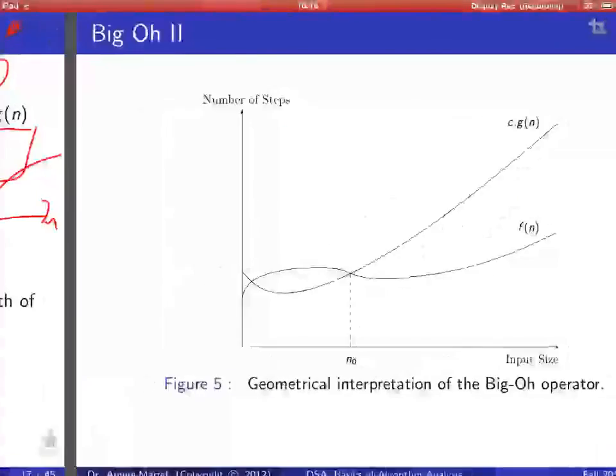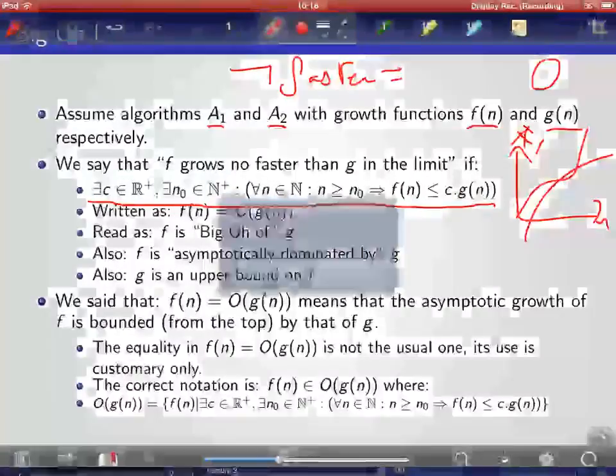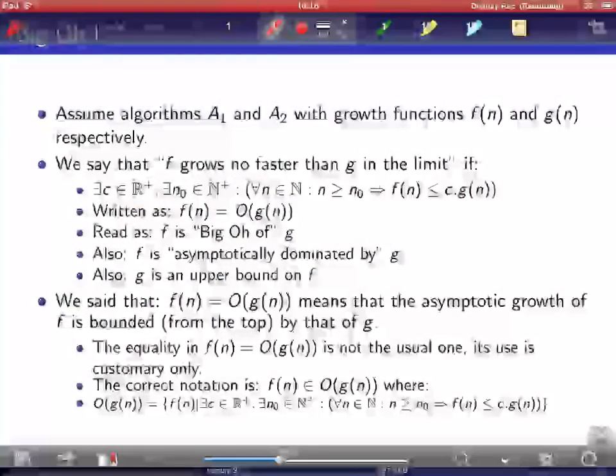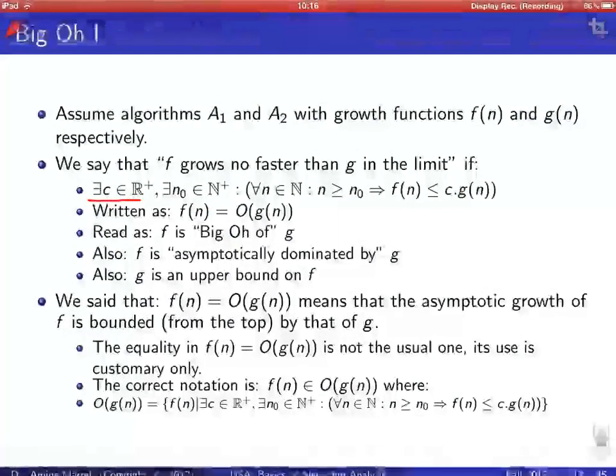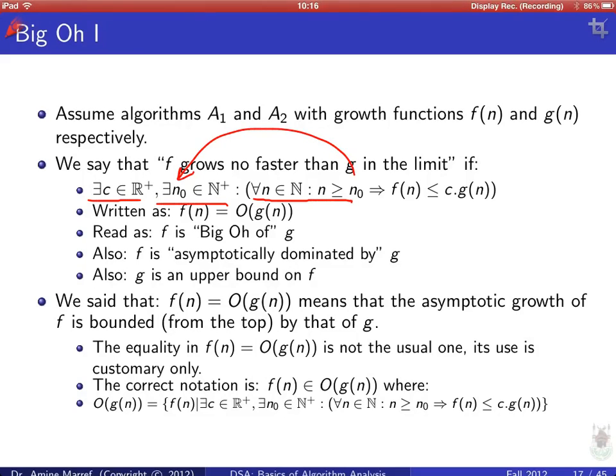So what we are saying basically is, it doesn't really matter if the functions intersect many times, we are going to look at the latest intersection, which we call n0. If for every natural number after n0, f of n is going to be less than or equal to c times g of n, then in this case f of n equals, or f is, big O of g.